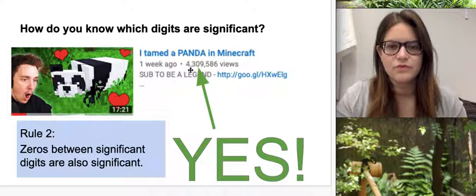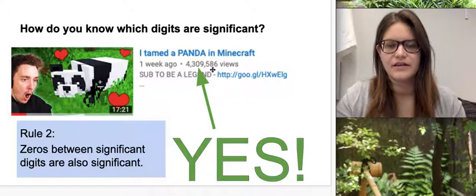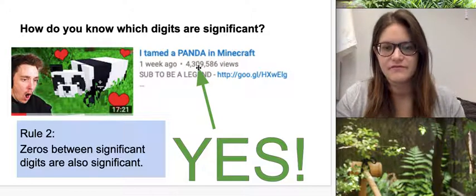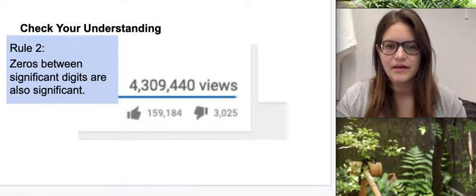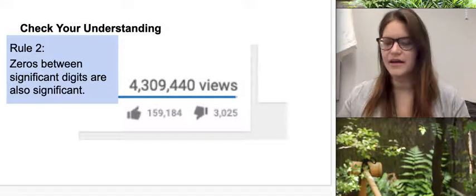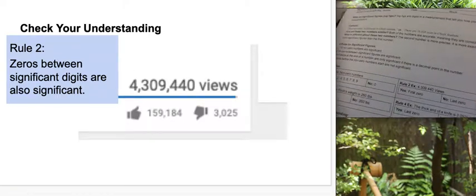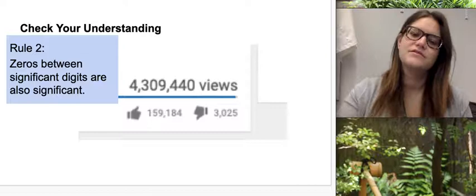Now here is another example. We've got 4,309,586 views on this Minecraft video about a panda. It just looked cute. And that 0 being between the 3 and the 9 here does count as a significant figure. Now here is the example that I'm going to have you fill out on this page.